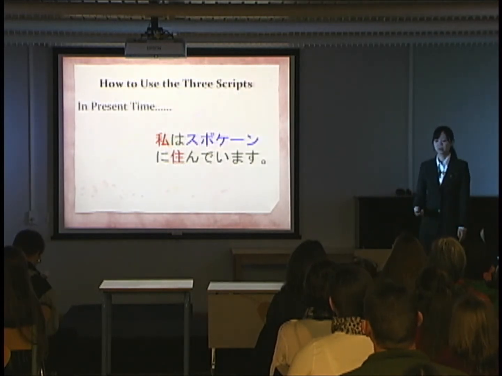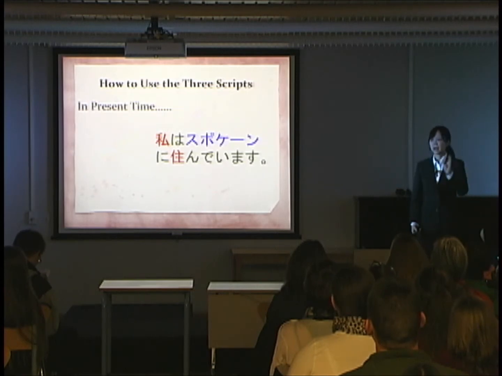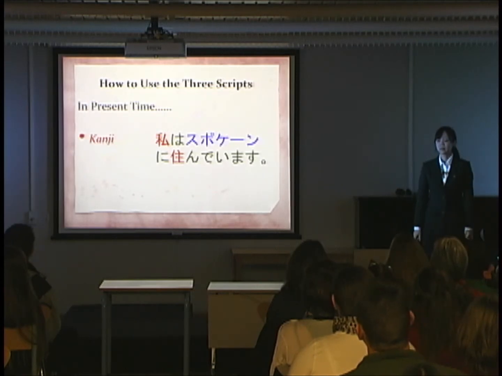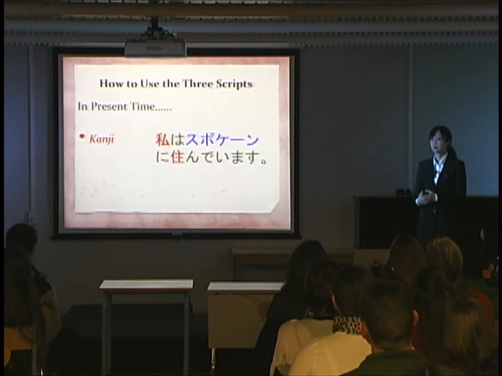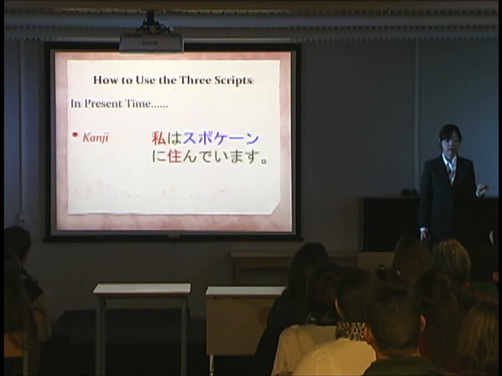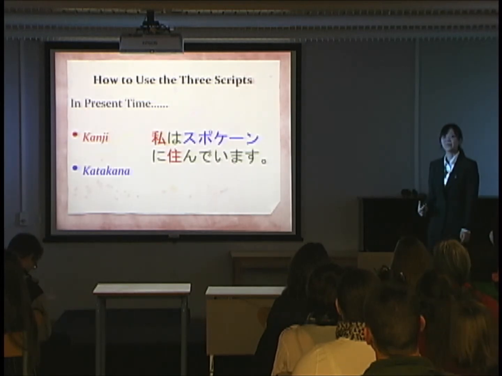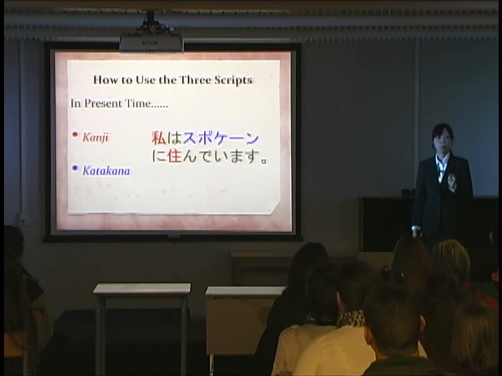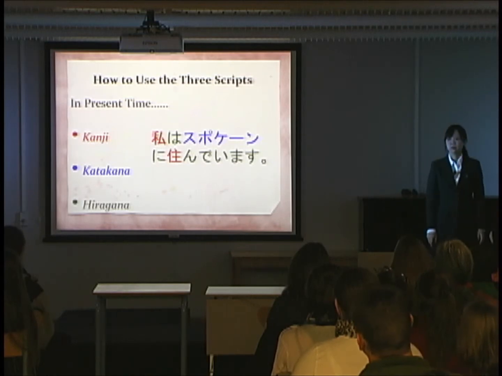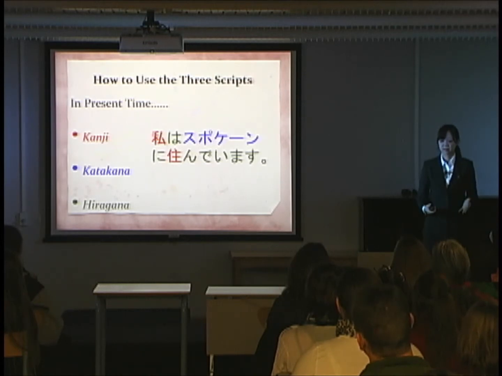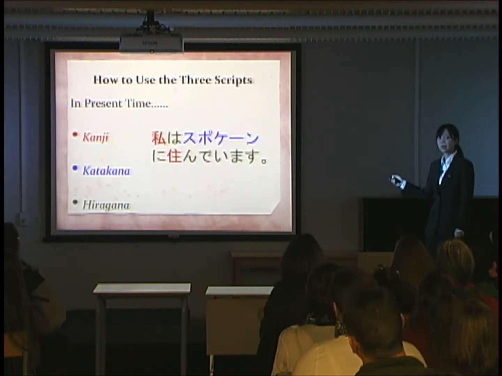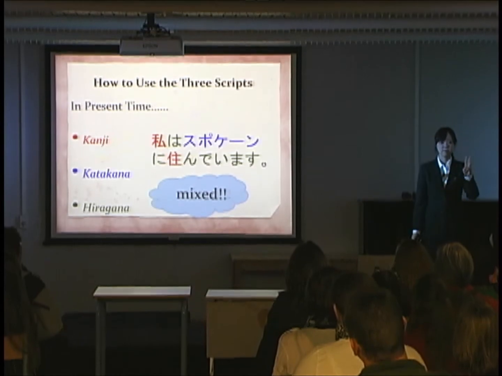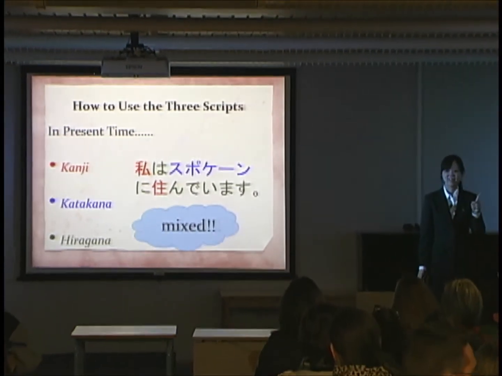In present time, we still use the 3 scripts, kanji, katakana, and hiragana. Kanji is used to write specific words like verb, noun, adverb, adjective. Katakana is used to write foreign loanwords and onomatopoetic words like noise and bark of animals. Hiragana is used to write other words like particle, and hiragana can be written for everything. Look at the sentence. From this sentence, you can understand we mix the three scripts in one sentence. It's surprising, isn't it?